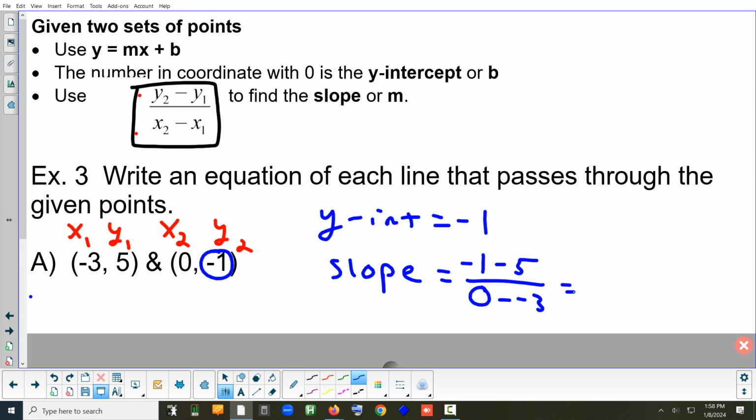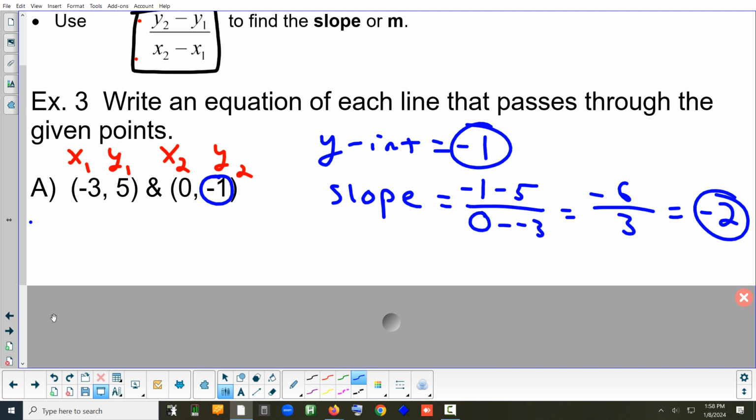Okay. And -1 minus 5 is going to give me how much? -6. And 0 minus -3 is plus 3. And what is -6 divided by 3 reduced to? -2. Okay. So now I've got my slope. Now I've got my y-intercept. Now I can write my equation.